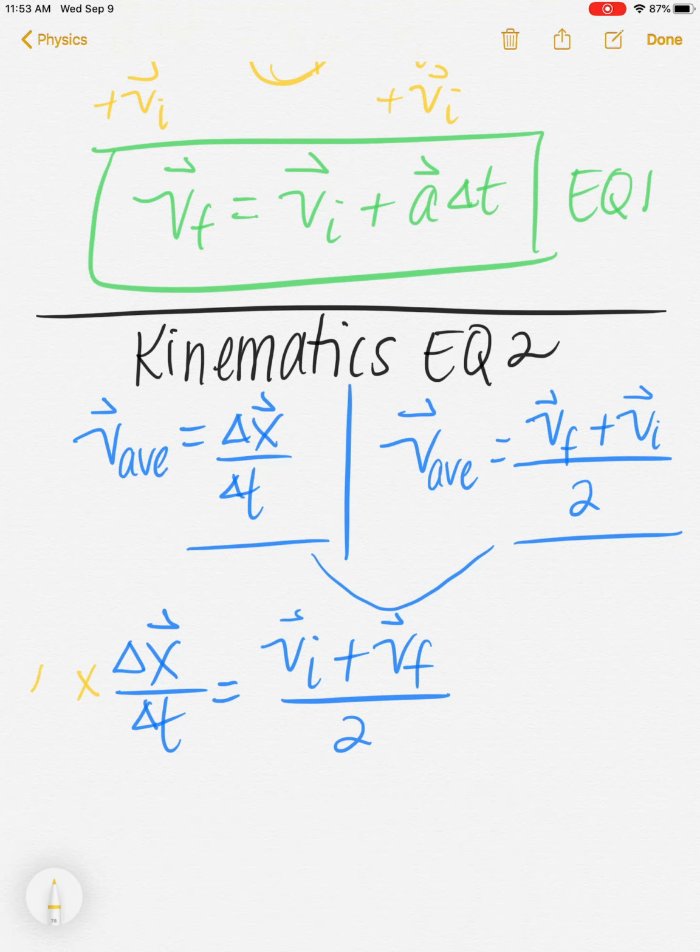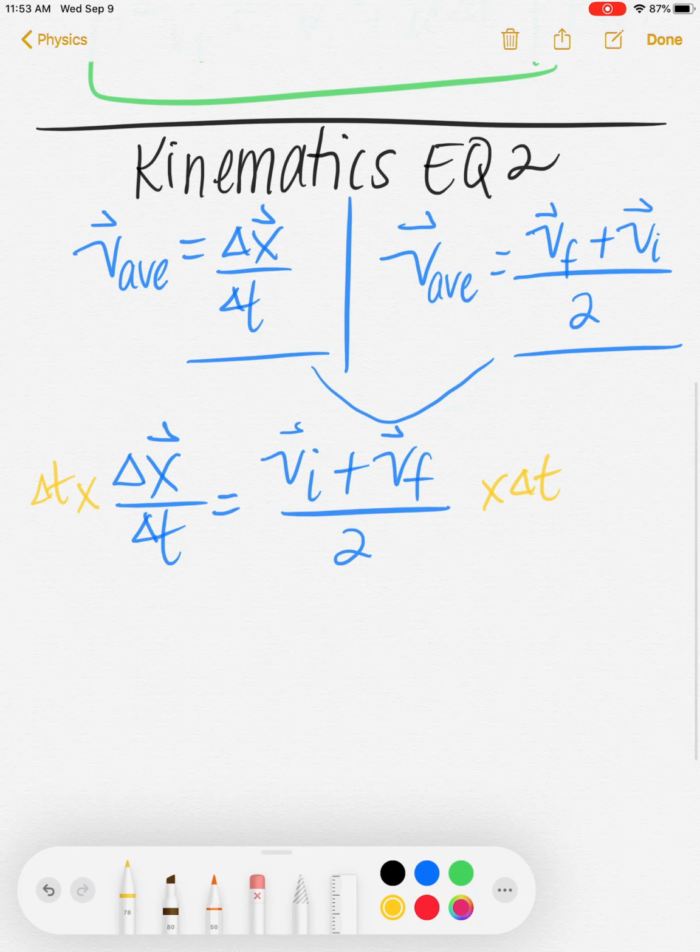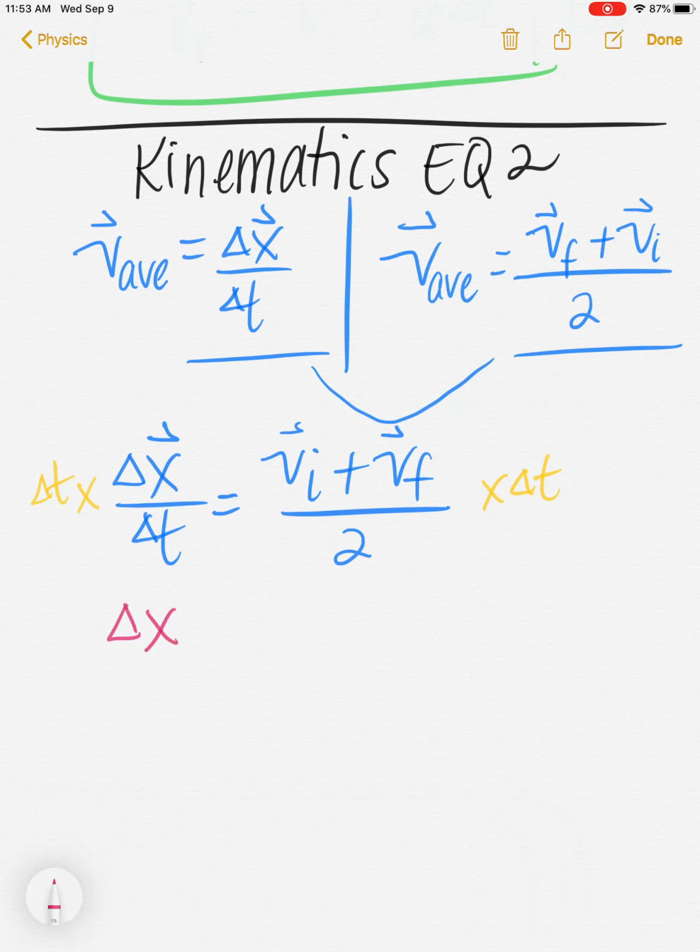Now, we said our goal is to solve for displacement. So if we wanted to solve for displacement, we need to multiply both sides by delta t. All right, and I am going to go ahead and clean this up a bit. So I'm going to rearrange this and say that displacement is equal to, I'm going to pull that divided by 2 out as a 1/2. So 1/2 times the quantity, initial velocity plus final velocity, all times the change in time.